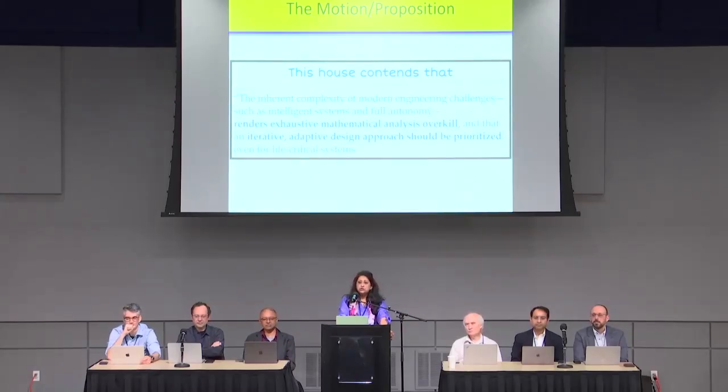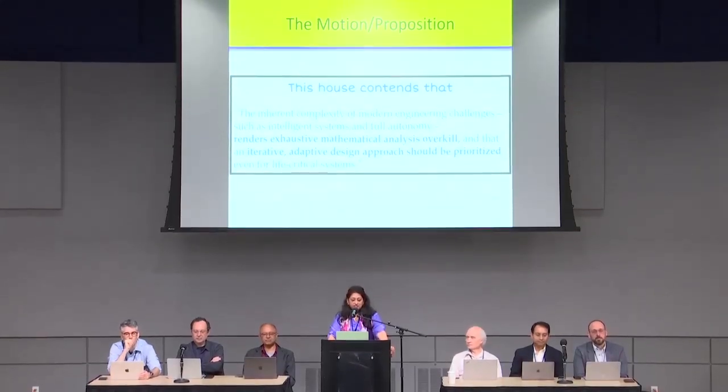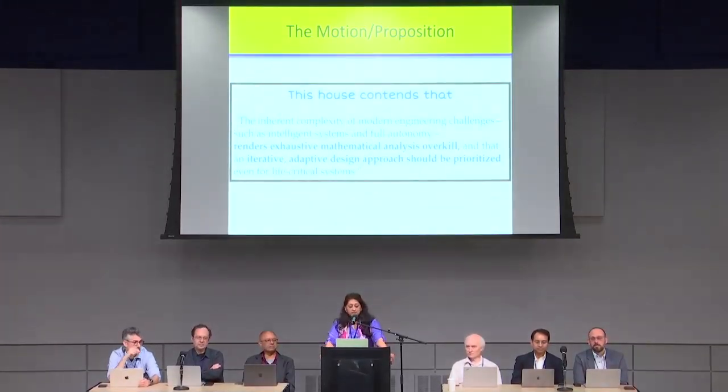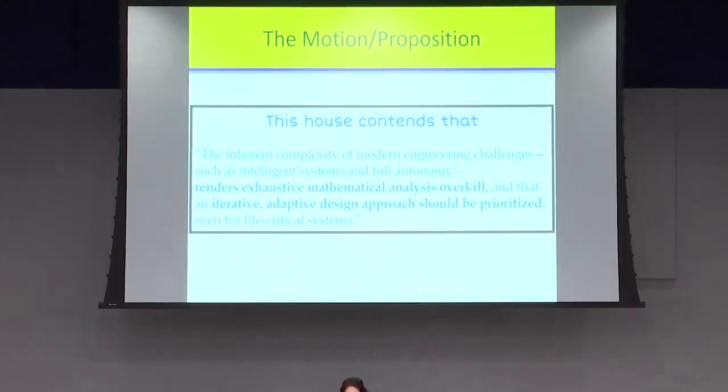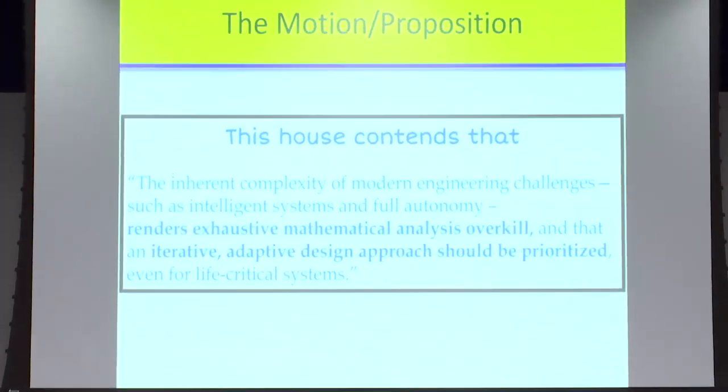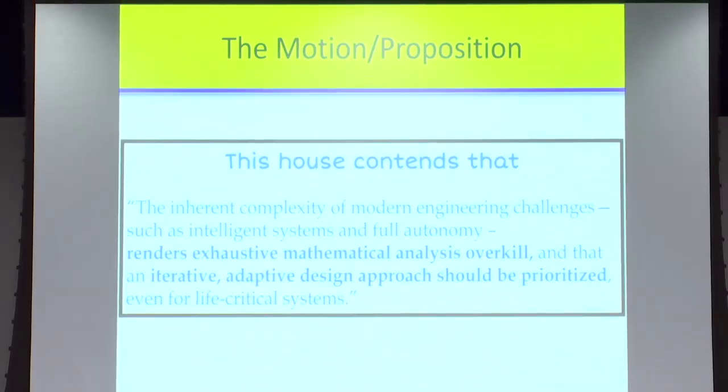So this is the motion or proposition on the table, and it's a mouthful, but take a look at it. It says the inherent complexity of modern engineering challenges, such as intelligent systems and full autonomy, renders exhaustive mathematical analysis overkill. So we're claiming that mathematical analysis is overkill, and that an iterative, adaptive design approach should be prioritized, even for life-critical systems. I don't want to put in opinions. You can interpret this. I think each of the teams will give their opinions and their interpretations of these statements.